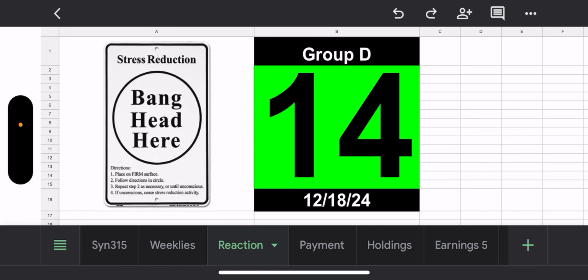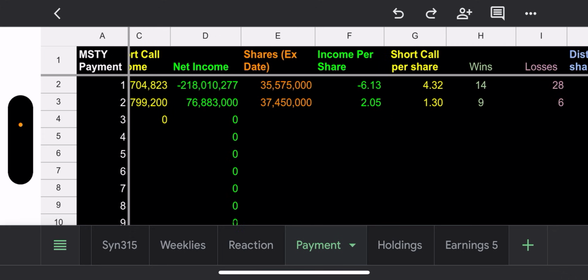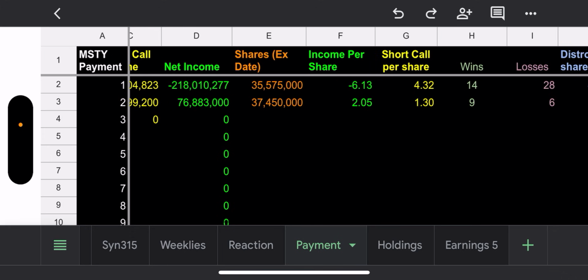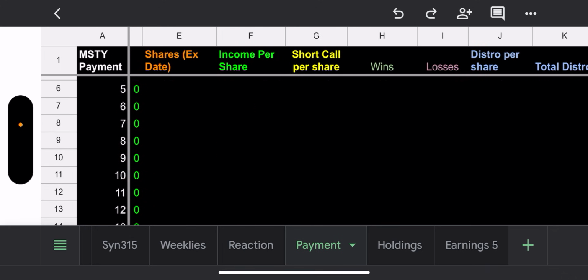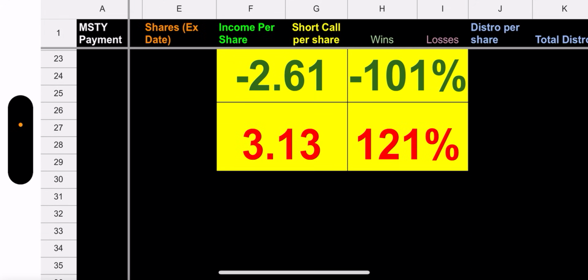All right, let's move on to the payment information. And guess what? There is no information because it's all lost. They lost $76 million with the synthetic. So it's all lost. I've got no good news for you on this tab. I can tell you their IV, again, is 121%.